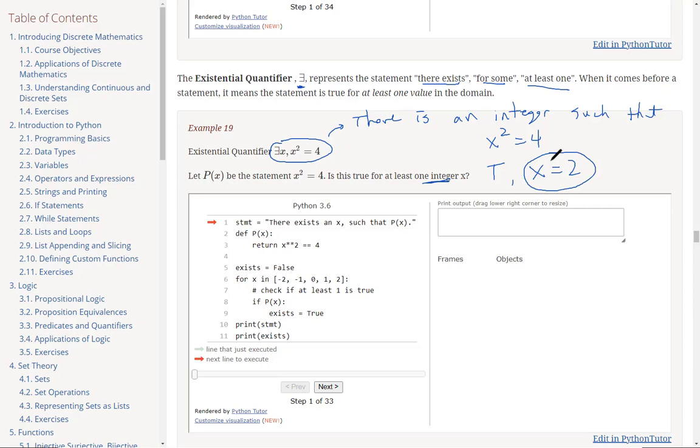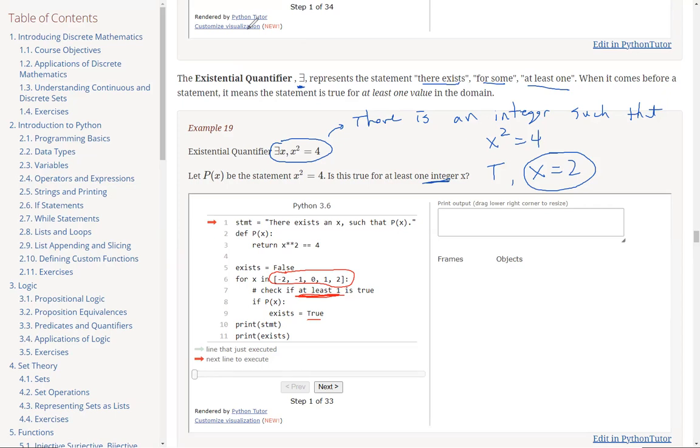So again, there's some Python code to check that. It's checking it on that same list of 5 elements. And if it's true for at least one of the things on this list, then the whole statement is true. Excuse me, then the whole existential quantified predicate, which is a proposition, is true.